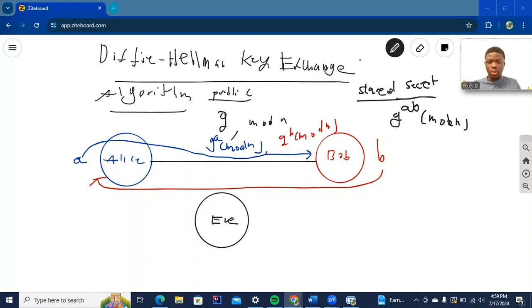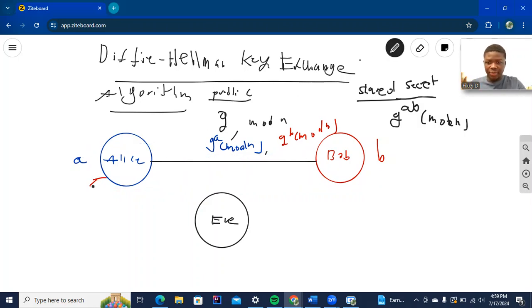Actually, whoops. This is not the right way to say it because you might be saying, how do we swap A and B without Eve knowing? It's not the fact that they swap it, but the fact that G to the A is public and G to the B is also public. They don't even have to swap their A and B. Because G to the A is public, Bob doesn't even have to tell Alice what his B is. He can just take his B.